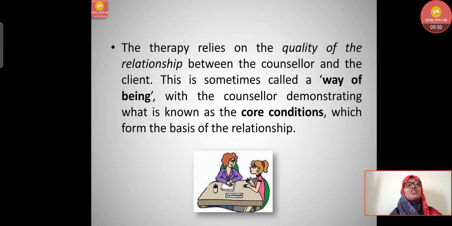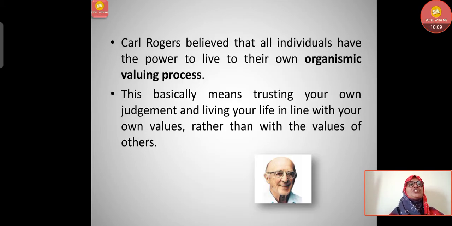and counseling session. The therapy relies on the quality of the relationship between the counselor and the client. This is sometimes called a way of being with the counselor, demonstrating what is known as the core conditions which we discussed, which form the basis of the relationship.